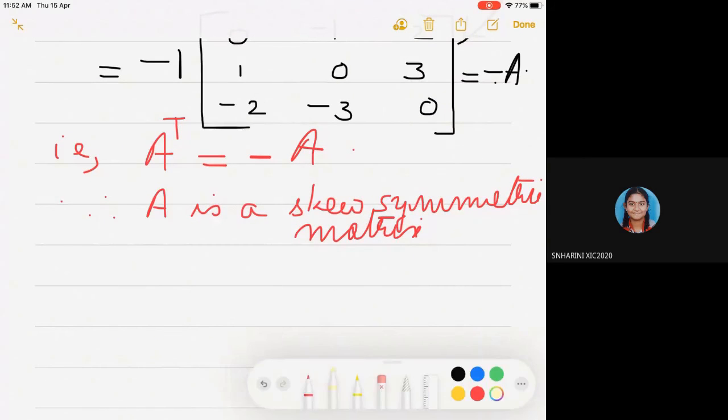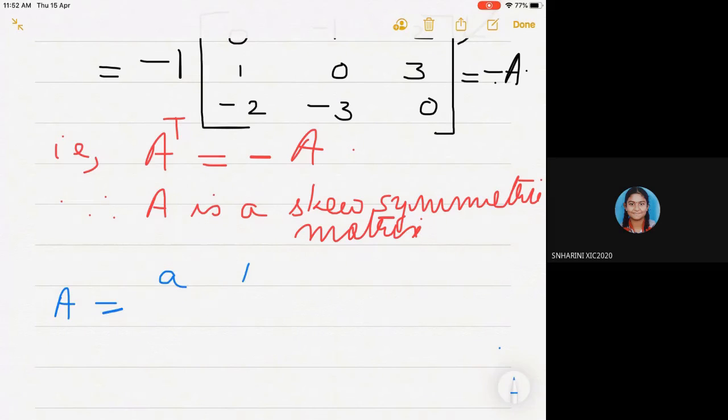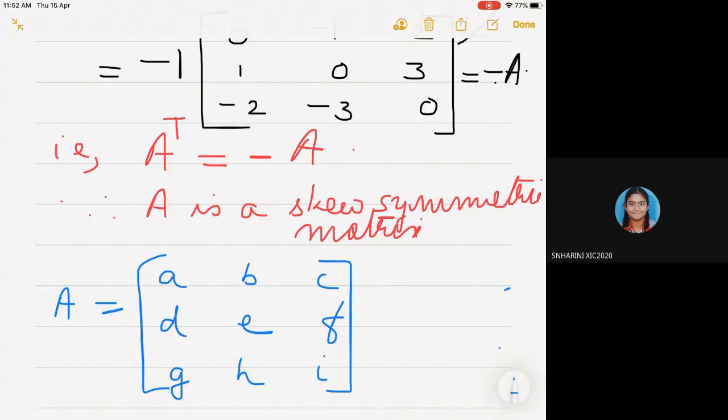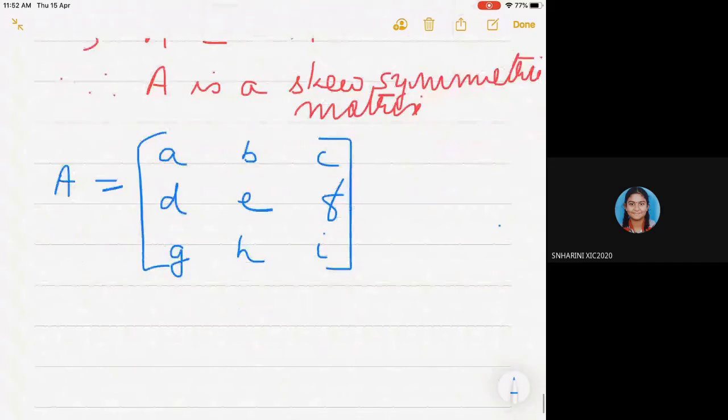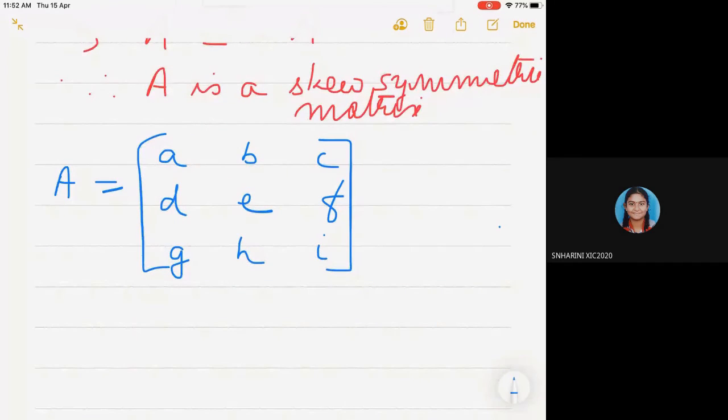For example, suppose we consider A as A, B, C, D, E, F, G, H, I. Suppose this is a skew symmetric matrix. What happens? A transpose equals minus A. And when you take A transpose, you can notice that the diagonal elements never change. They remain the same only. So what is A transpose here? It is A, B, C, D, E, F, G, H, I.